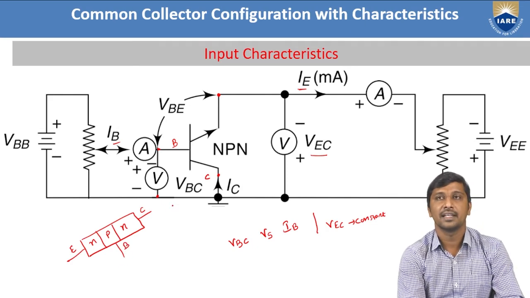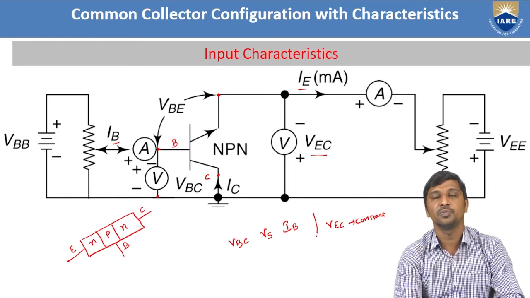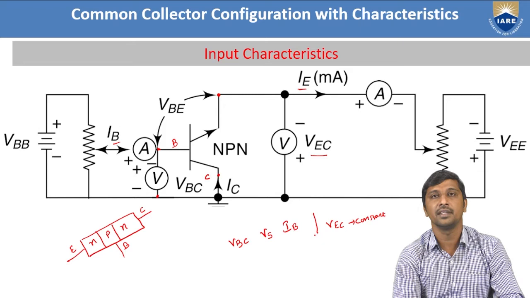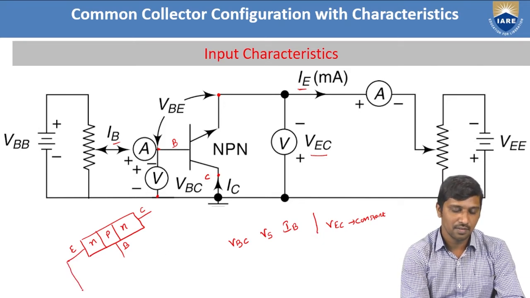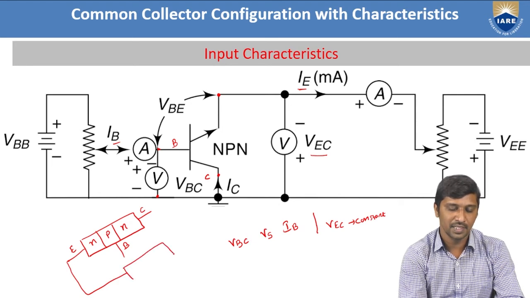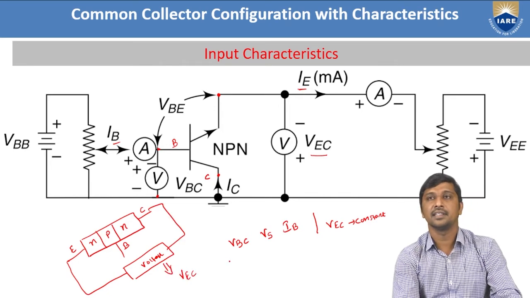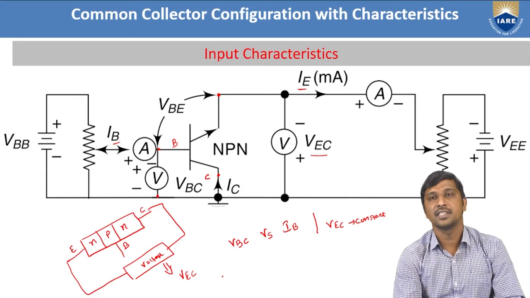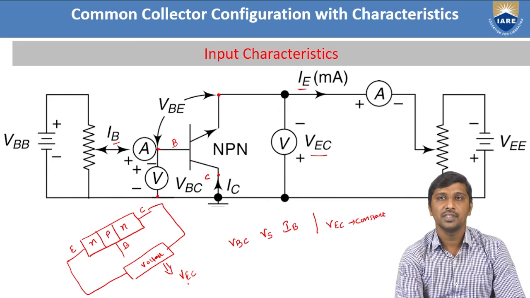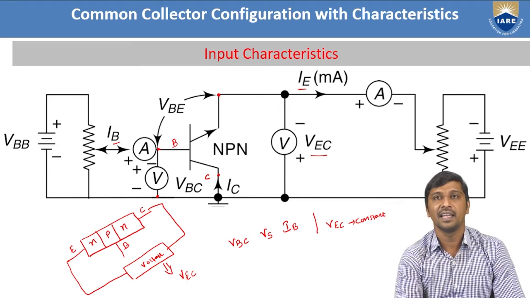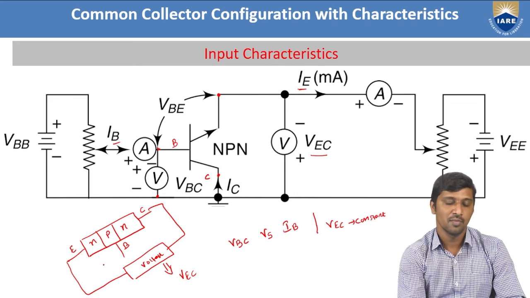So from this common collector configuration, we are going to observe the output voltage, which is in between the emitter and your collector terminal here. So that is the reason we need to observe the voltage between this emitter and collector, that is represented as your VEC, that is nothing but the potential difference between emitter and your collector.